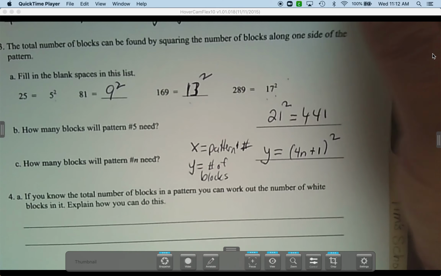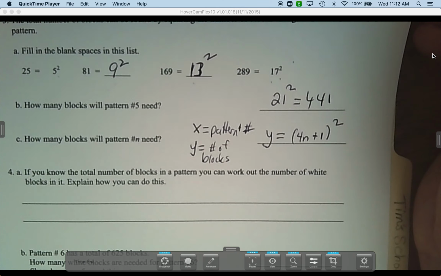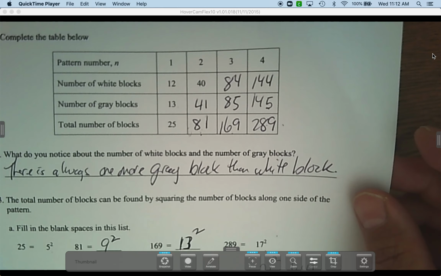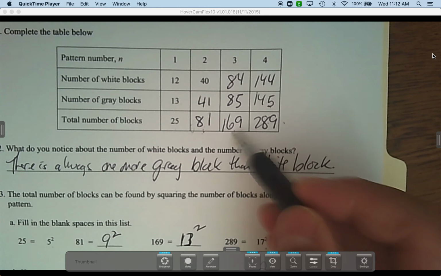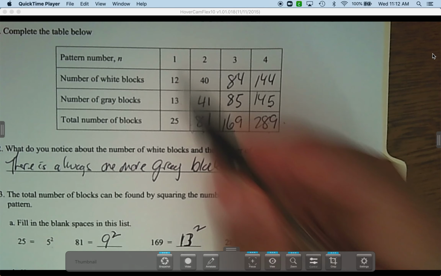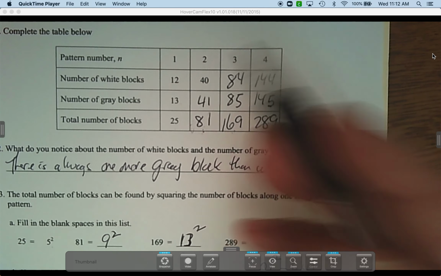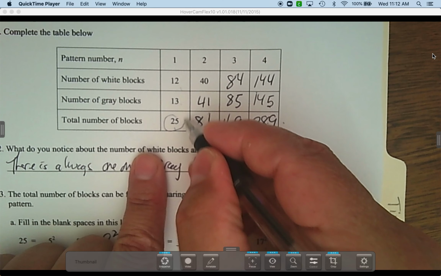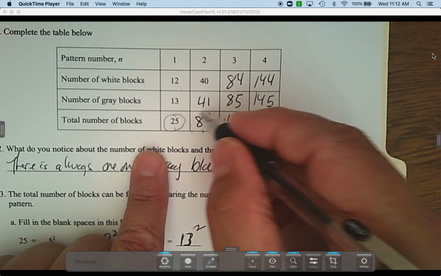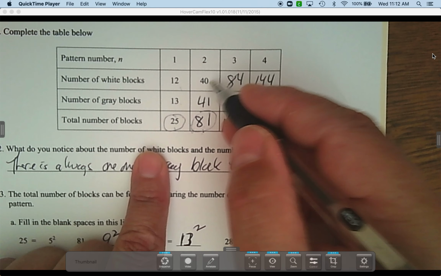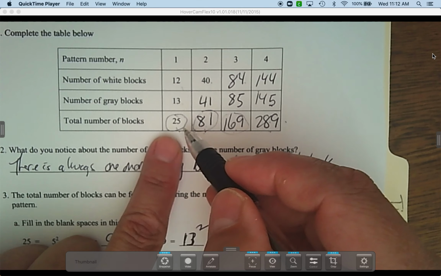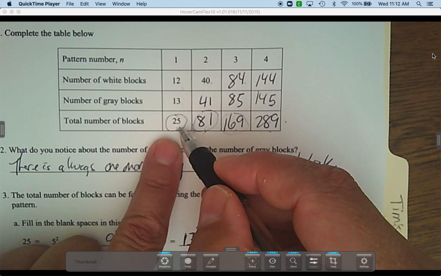So if you know the total number of blocks in a pattern, you can work out the number of white blocks in it. So explain how you would do that. I want you to see that if you know the total number of blocks, how could you figure out the white blocks by seeing the pattern here? And if I look at the relationship here, could you see what you would do? So if I had 25, what would lead me to 12? And 81, what would lead me to 40? 169, what would lead? So what I notice is, what would happen if you subtracted 1 and then divided by 2?